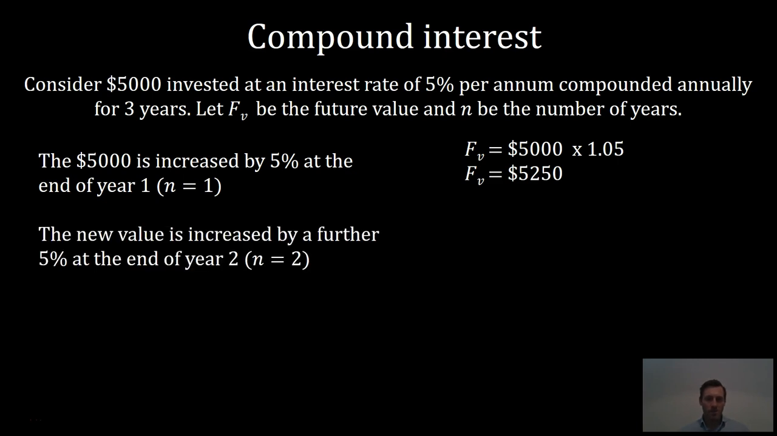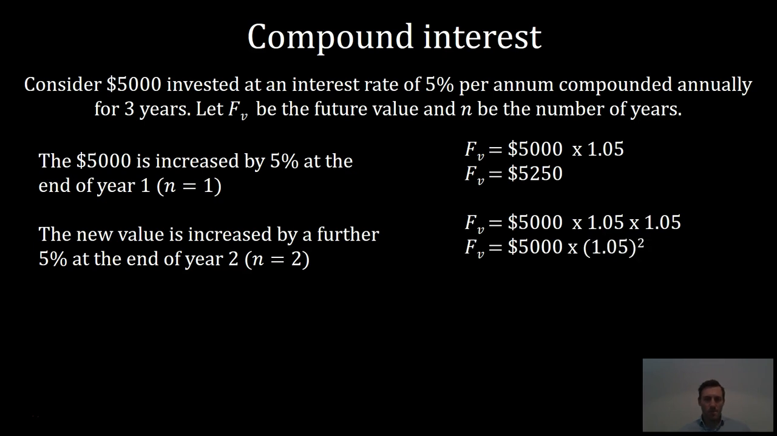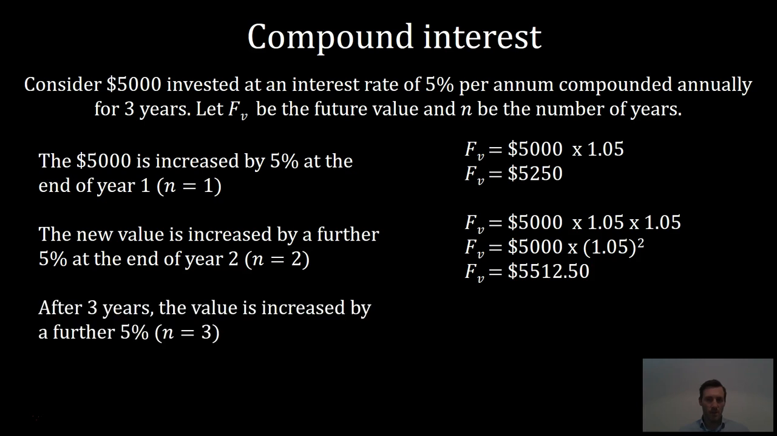In the second year, the new value is increased by a further 5%. This is the same as writing 5,000 times 1.05 times 1.05. This can be simplified to 5,000 times 1.05 to the power of 2. After 2 years, there would be $5,512.50 in the investment.